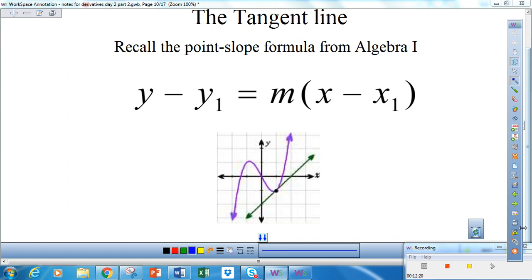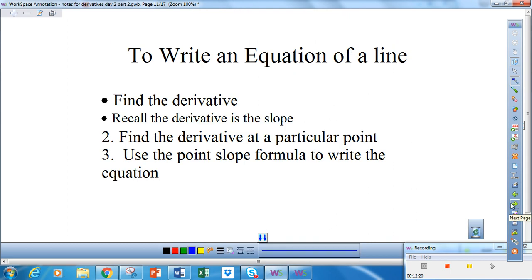Okay, so I want you to recall from what we did earlier, the point-slope formula. Remember, we use the point-slope formula when we have a point and a slope. That's the slope, and we have a point. And remember also that slope is the same as derivative. So in order to write the equation of the tangent line, we have to find the derivative. Remember that the derivative is the slope. Then find the derivative at a particular point, and then use the point-slope formula to write the equation.